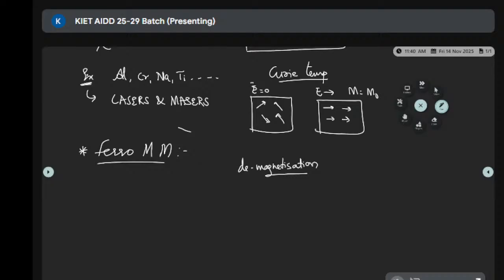Magnetic moment is formed. If you heat a magnet, it will lose its power of attraction. Or if you shake it roughly, hardly, heating or shaking hardly, it will lose its power. We call it demagnetization.